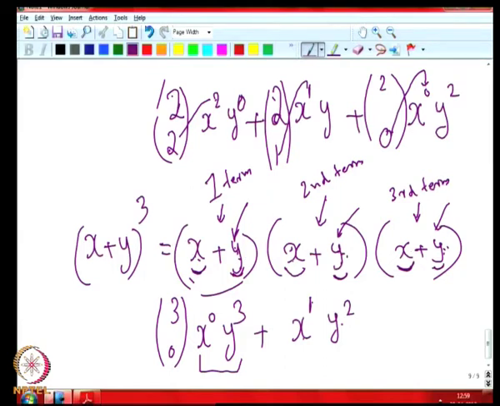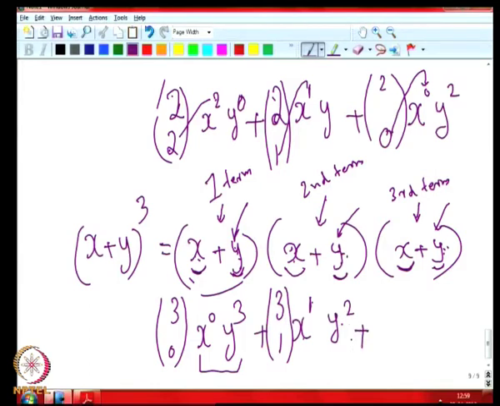Why? Because x could be selected out of these 3 different terms. Which term can contribute this x raised to 1? There I can pick up any one out of these 3 terms to contribute this x. So, that is 3 choose 1, right. The 3 choose 1 into x raised to 1 into y square, right.